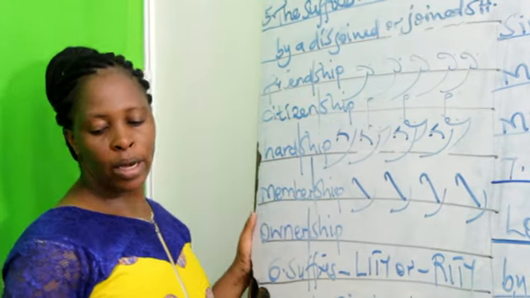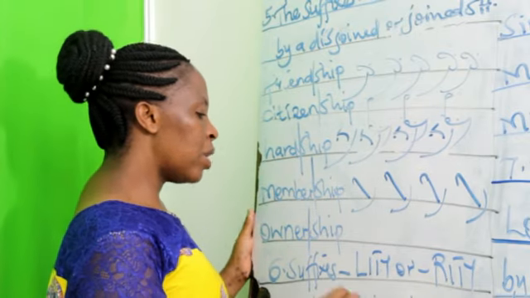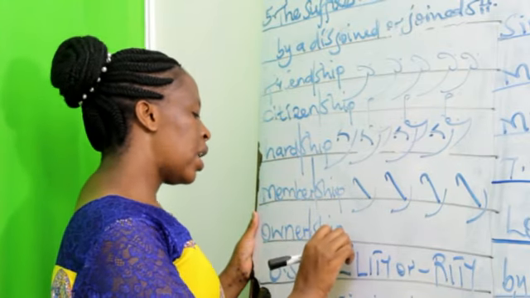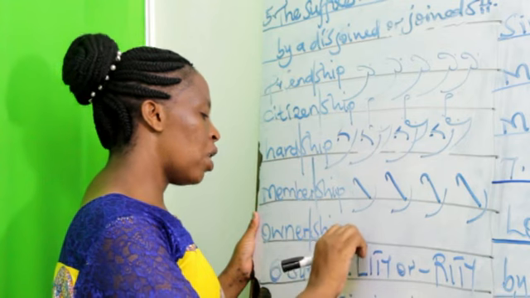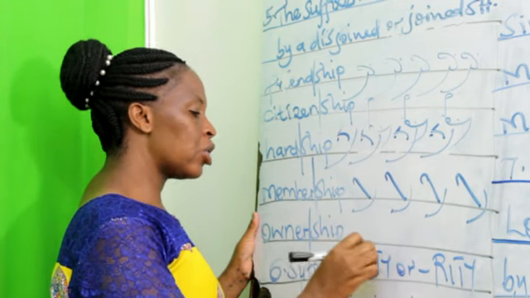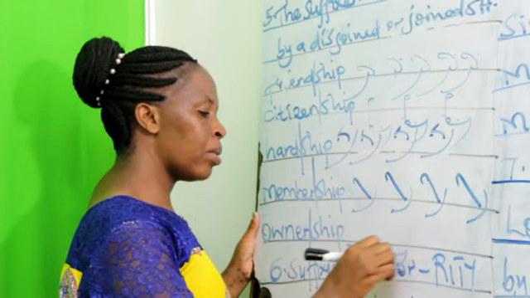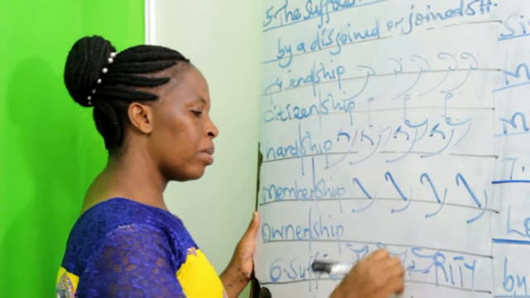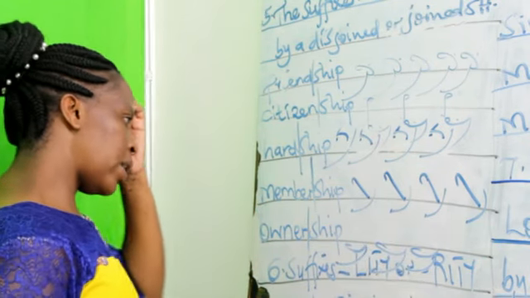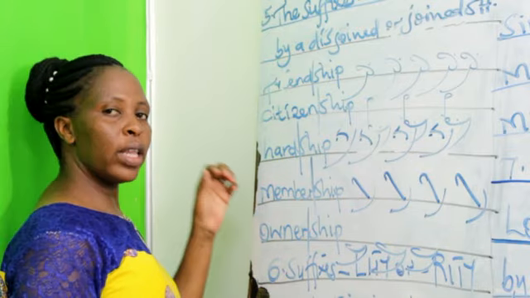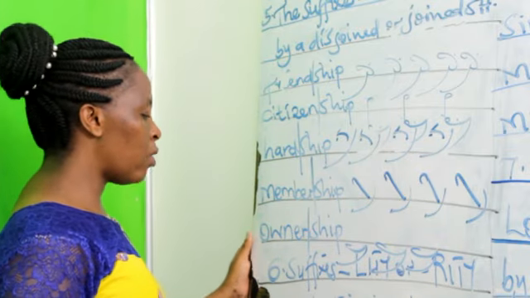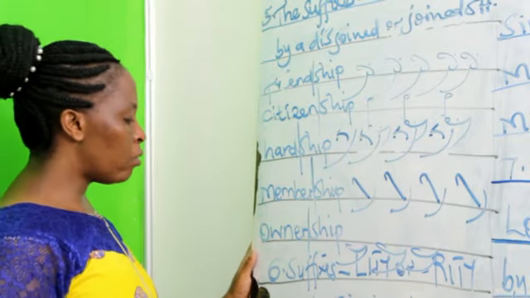Then we have the word ownership. Ownership will be drilled below the line, a stroke of N hooked for R, and then a stroke of ish. Ownership. That is how we drill the word ownership. We drill it below the line, a stroke of N hooked for R, and then a stroke of ish.